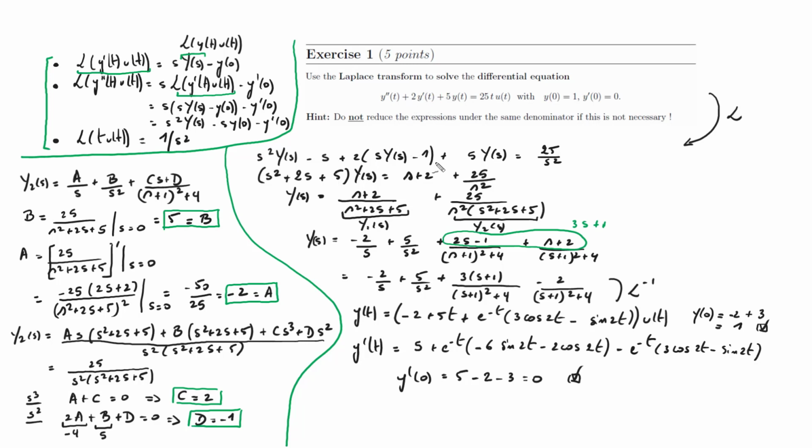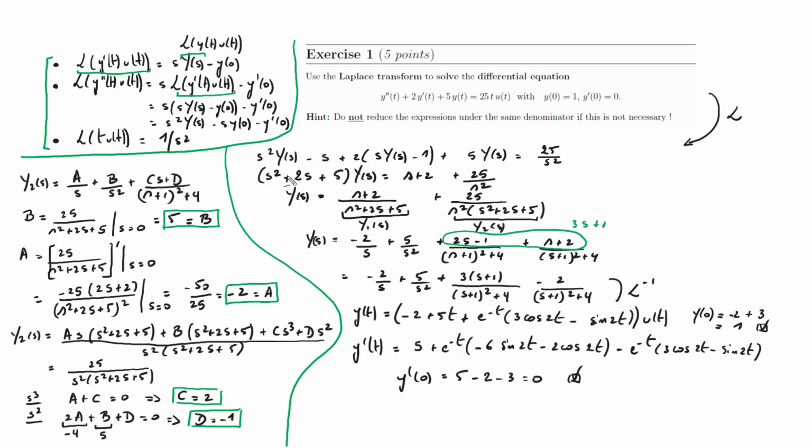Don't forget to write the parenthesis. This is also a mistake that I often see. And then of course you have the Laplace transform of this term over here, and this is the Laplace transform here of, well, this term over here, right?